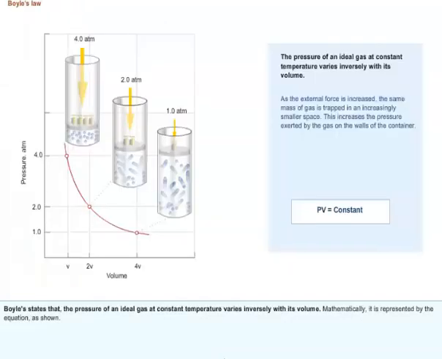Boyle's law states that the pressure of an ideal gas at constant temperature varies inversely with its volume. Mathematically, it is represented by the equation as shown. The diagram shows that as the external forces increased, the same mass of gas is trapped in an increasingly smaller space. This increases the pressure exerted by the gas on the walls of the container. P multiplied by V is equal to a constant.